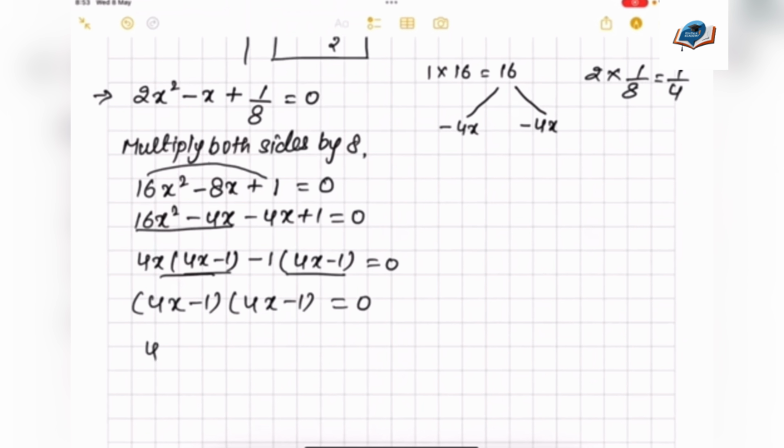So both the answers will be same, so I can say x equal to 1 by 4, x equal to 1 by 4 are the two factors. So both answers are same.